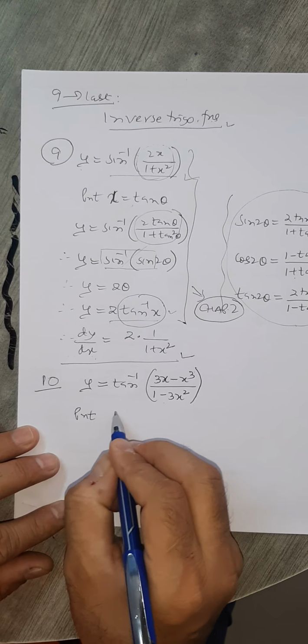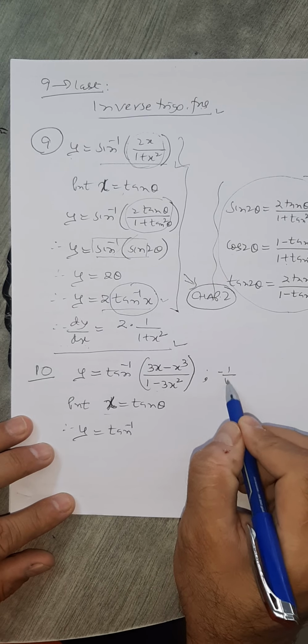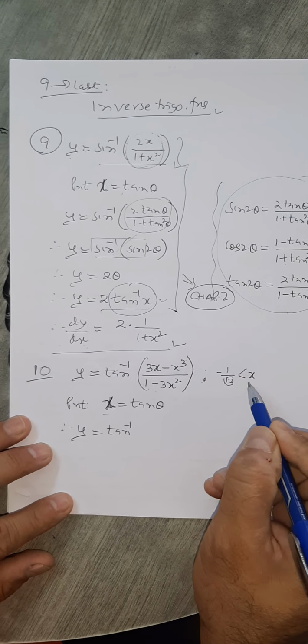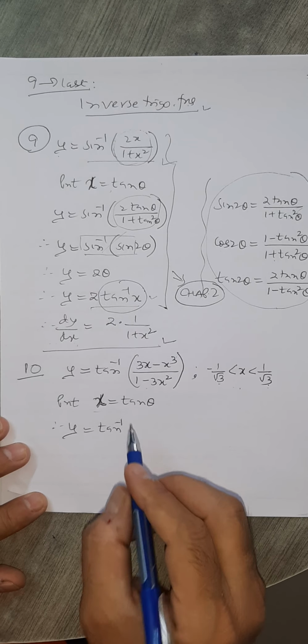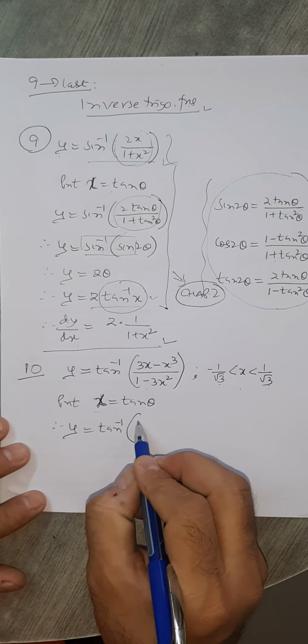So what will you get here? y equals tan inverse. Why have I taken this substitution? You must realize and remember. One more thing: here you are also given a condition on x. This is also an important condition. The condition is from minus 1 by root 3 to plus 1 by root 3. This is given to us. We'll use this, you will realize.